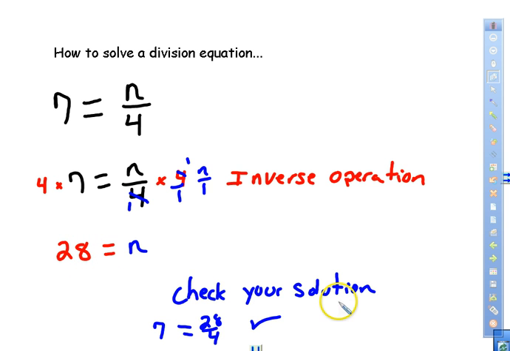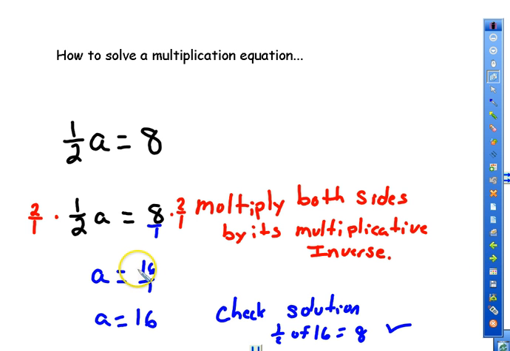And then check your solution. So plug the value of the variable into the variable. So 28 divided by 4 does give me 7. Okay, so again, you're doing the inverse operation. Since it's got a 4 over here, since it says divide by 4, we're going to multiply by 4 to both sides. Now let's go ahead and hit pause and copy this down for multiplying equations.